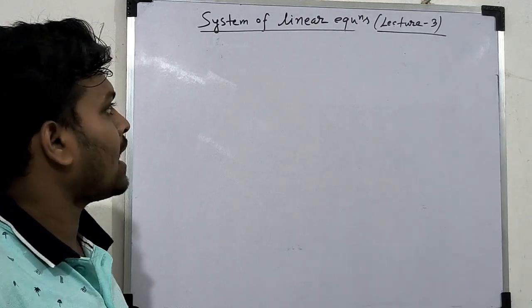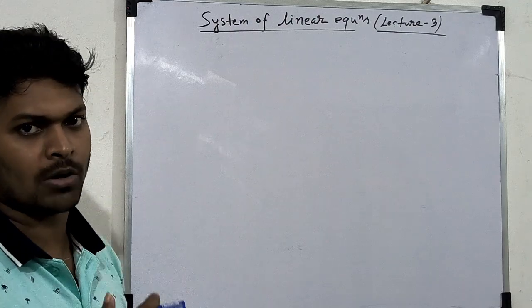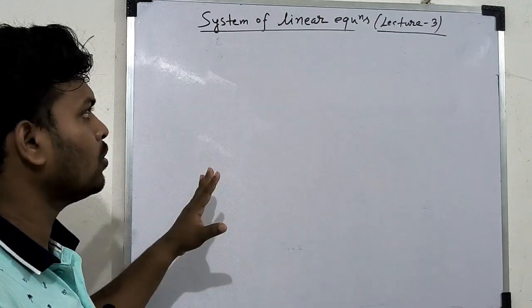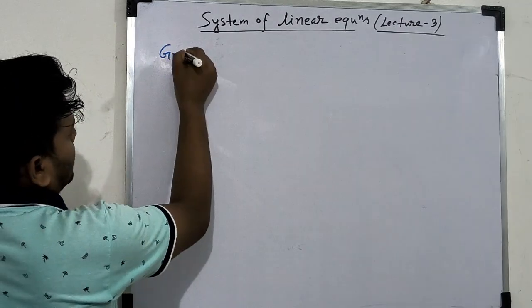In the previous lecture I discussed when there is a unique solution, no solution, or infinite number of solutions of a system of two linear equations mathematically. Now I will show graphically.